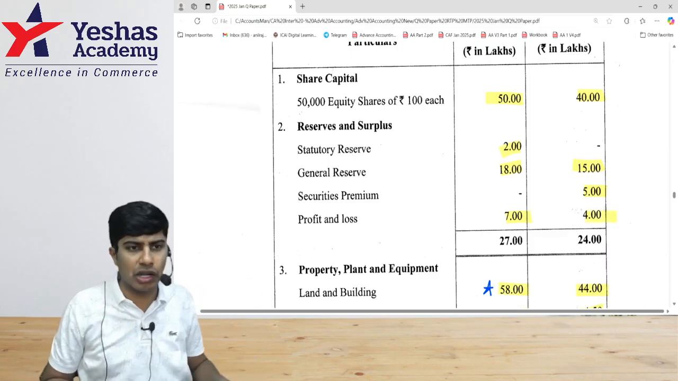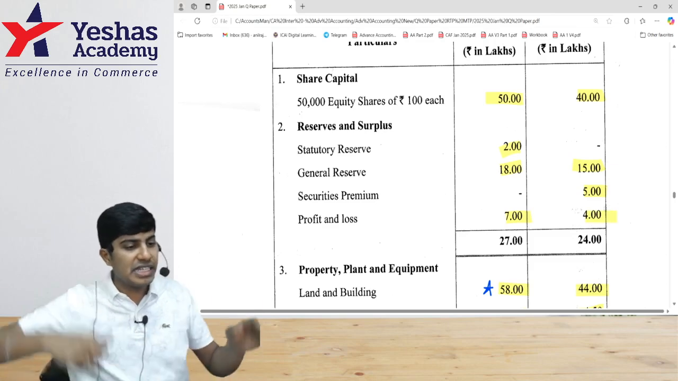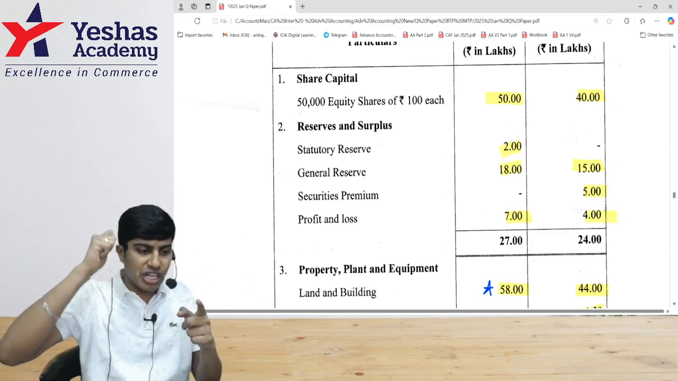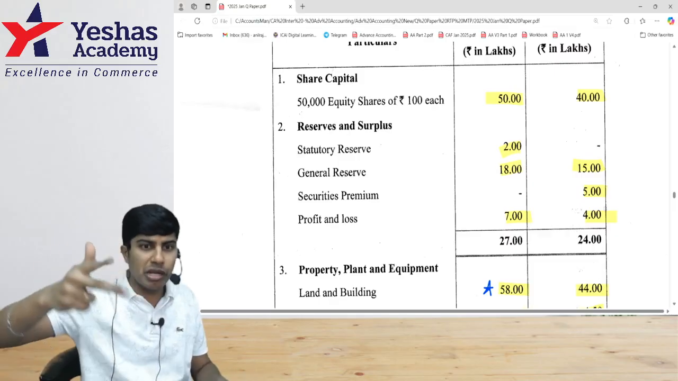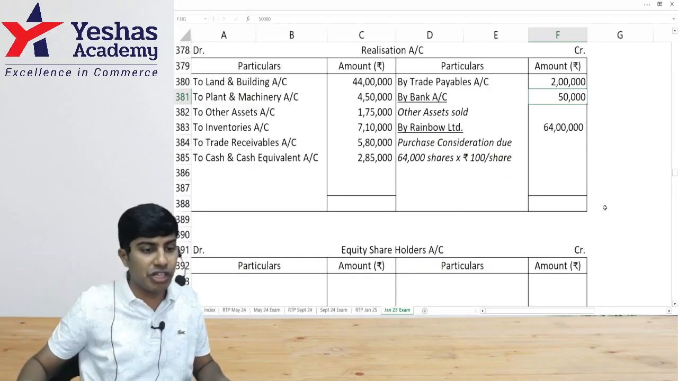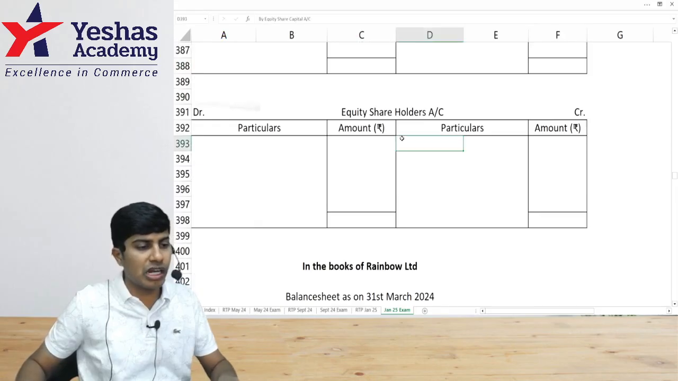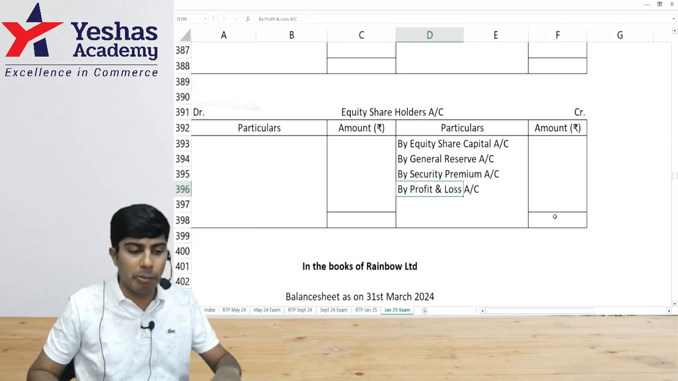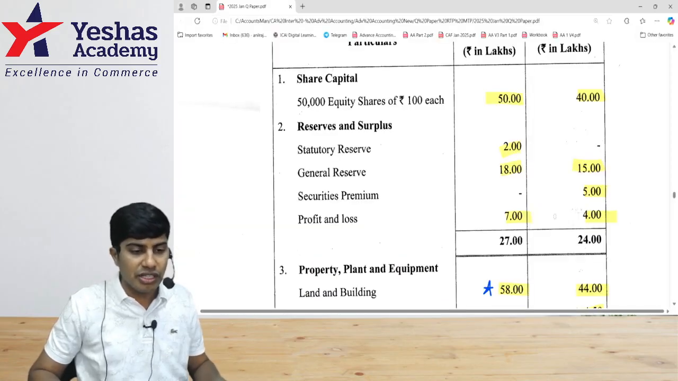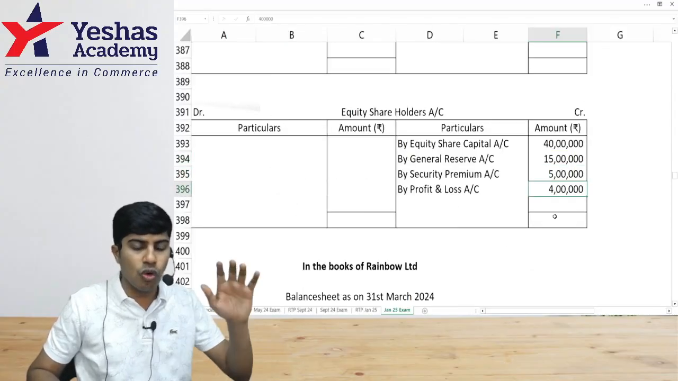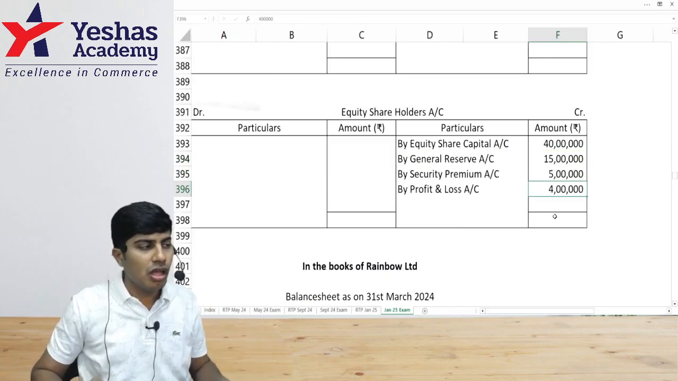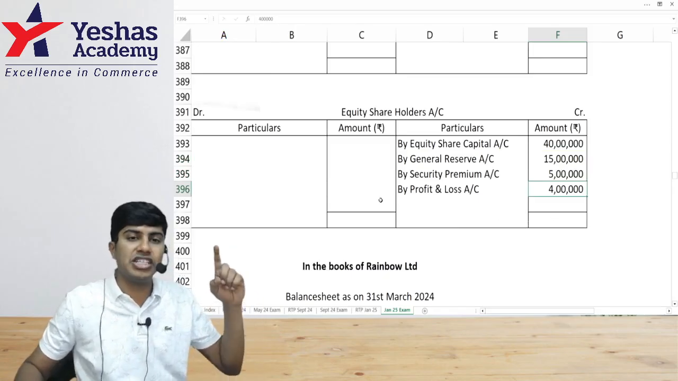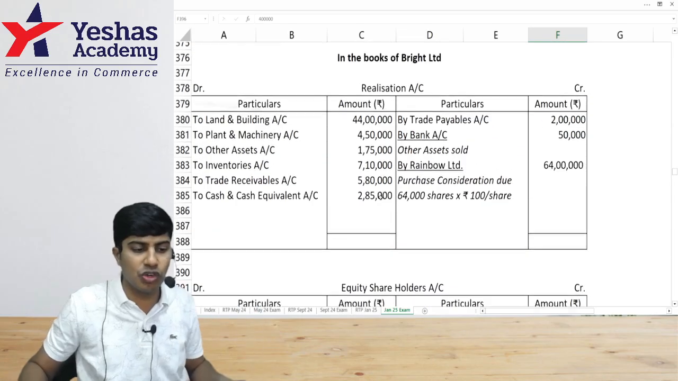Transfer it to their shareholders account. Entry is equity share capital debit, general reserve debit, security premium debit, P&L account debit to equity shareholder. In equity shareholder account, I'll write by equity share capital, by general reserve, by security premium, by P&L. What is the values? Equity share capital 40, general reserve 15, security premium 5, P&L 4. Done.